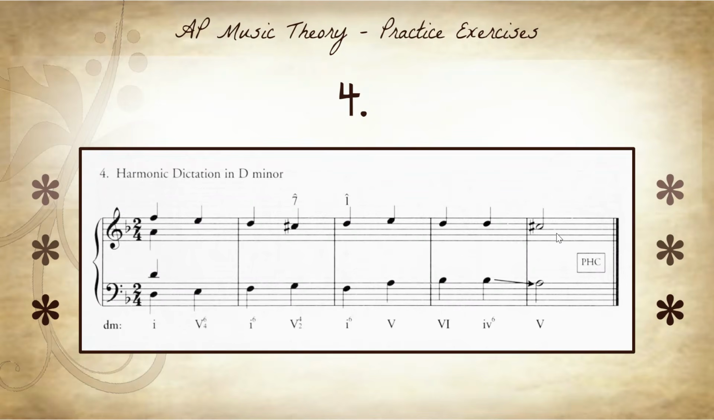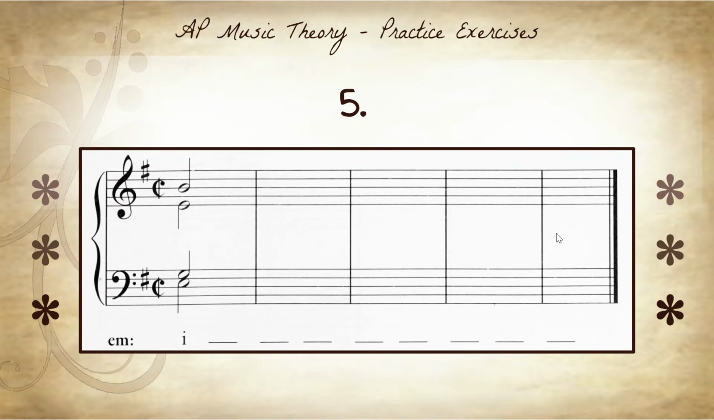The Phrygian half cadence occurs only in minor. Although it is not frequently used, it has appeared in harmonic dictation examples. So listen for the half step le, so in the bass at the cadence. Question 5 is harmonic dictation in E minor.